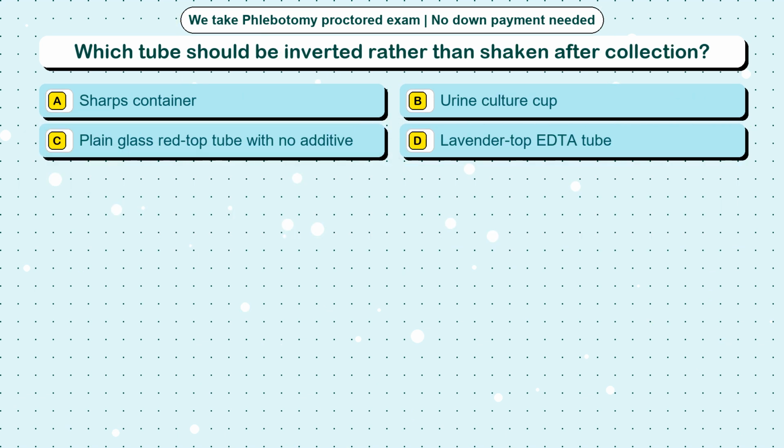Question 77. Which tube should be inverted rather than shaken after collection? Option A. Sharps container. Option B. Urine culture cup. Option C. Plain glass red top tube with no additive. Option D. Lavender top EDTA tube.